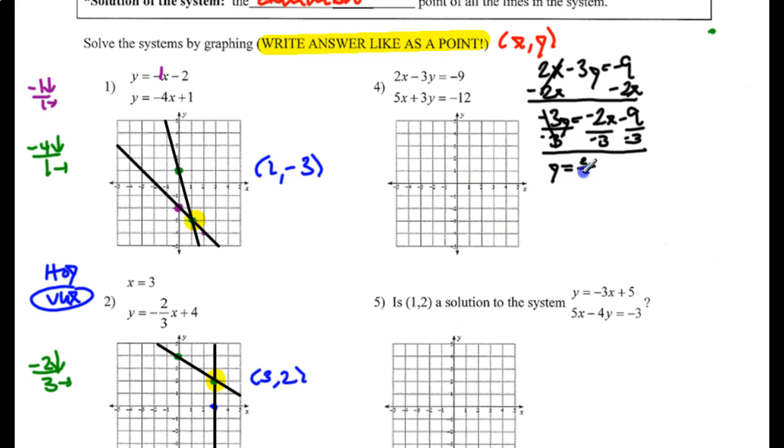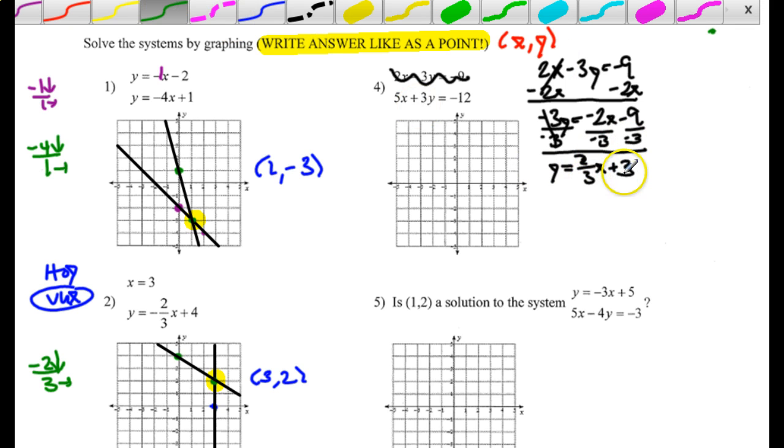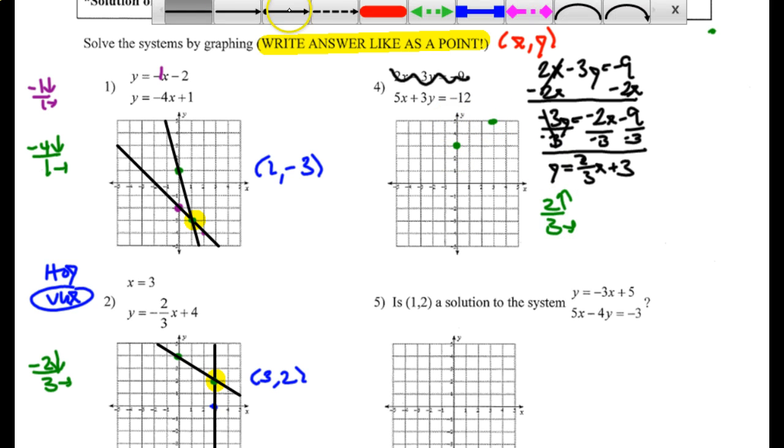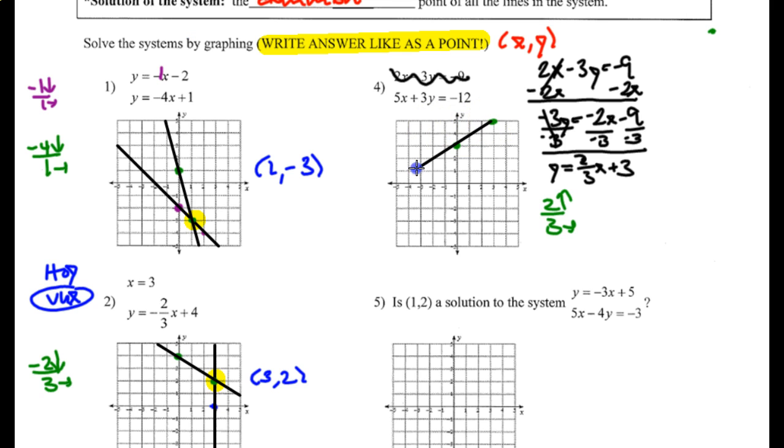So it's positive 2 over 3x. And then negative 9 divided by negative 3 will be positive 3. Alright, so don't look at this anymore. This is now what we're looking at. So let's go ahead and graph that now. Y-intercept, start there at positive 3. And then the slope is 2 over 3. That means up 2, right 3. Up 2, right 3. And we'll get our ruler and make a nice straight line here.